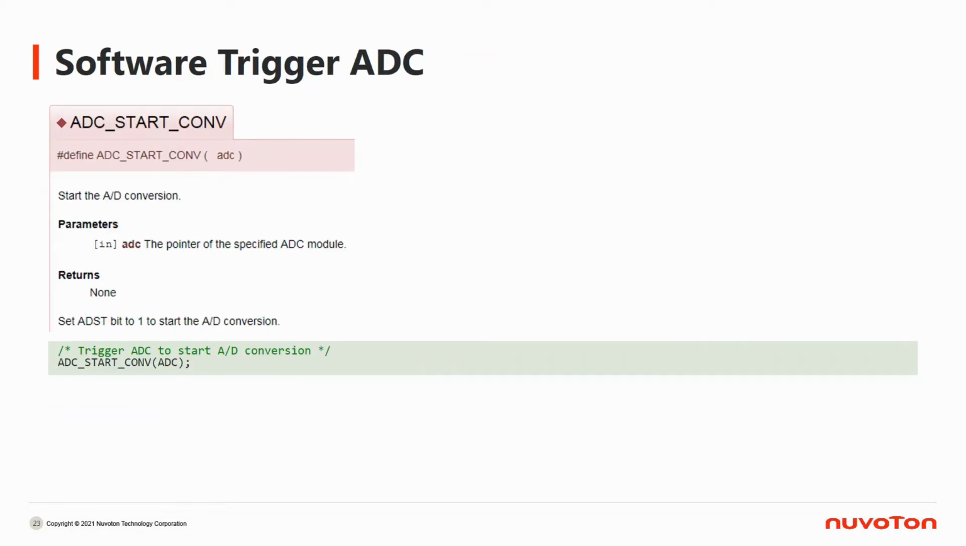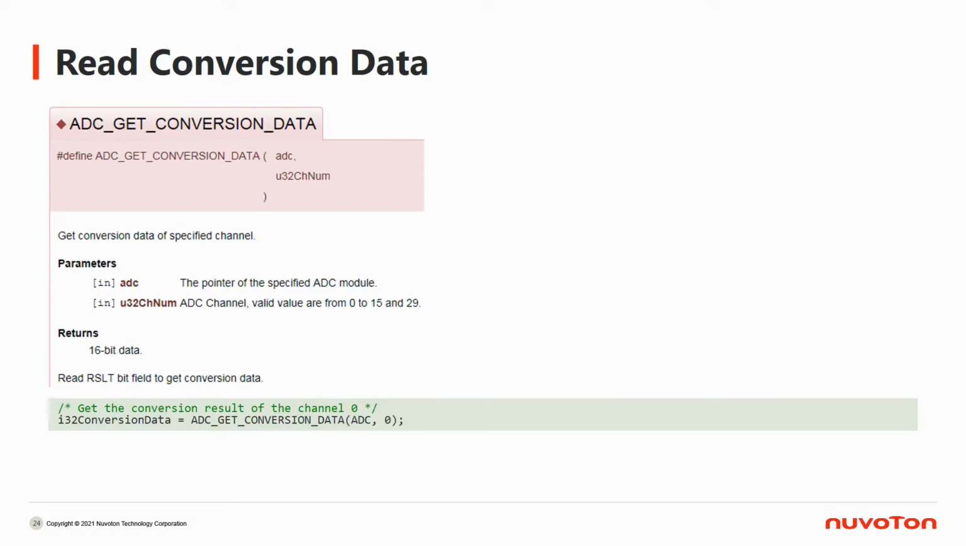We have also mentioned that ADC can be triggered by software. However, how to trigger ADC by software? We can use ADC start CONV to do it. By calling this function, the ADST bit will be set to 1 and then trigger analog to digital conversion. After conversion, we can use the ADC get conversion data function to read conversion data from registers. In the example, it will get the conversion result of channel 0.